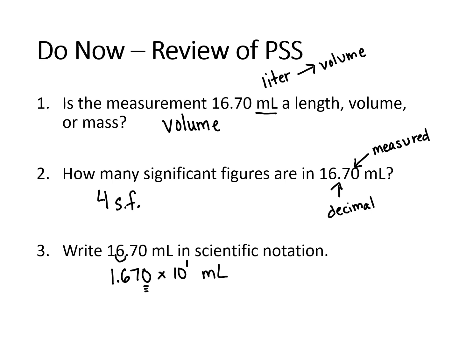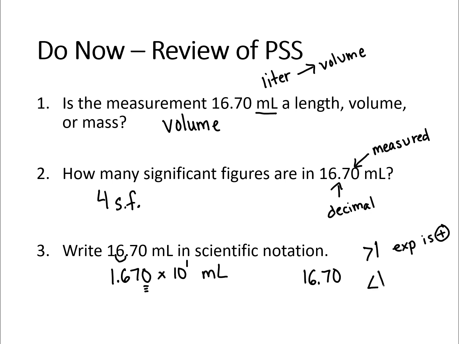Yes. We can go over that again. So we're looking at the number itself that we're trying to write in scientific notation. So we're taking 16.70. If your number is bigger than 1, then that means that your exponent is going to be positive.